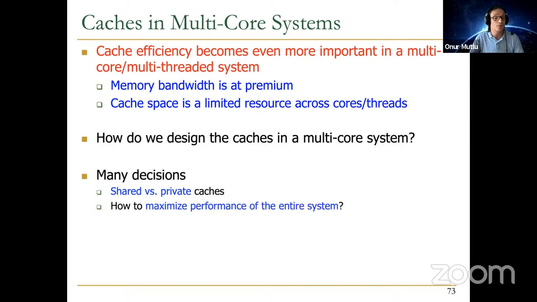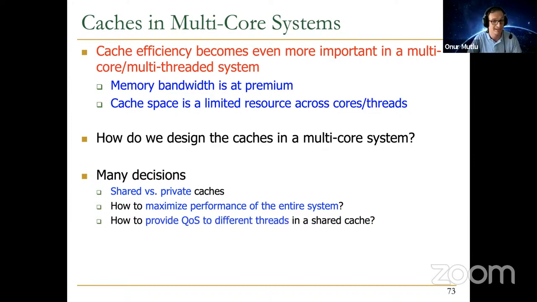How do you maximize the performance of the entire system? And this takes into account the miss rates, of course, but also the miss latencies and costs that I mentioned earlier. How do you provide quality of service to different threads in a shared cache?